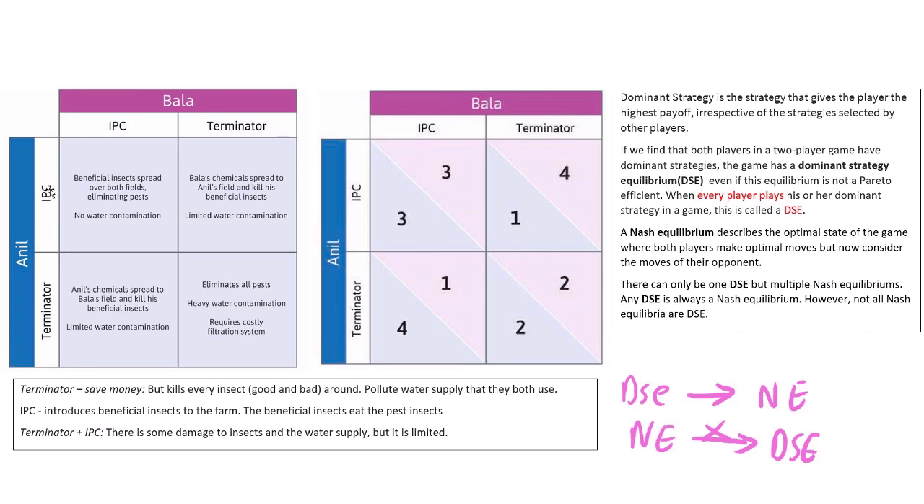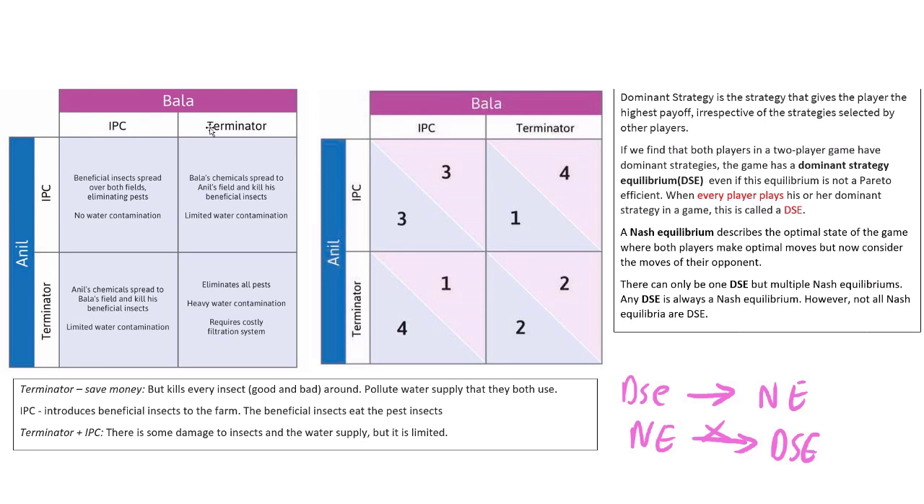This chart means, if Anil uses IPC and Bala uses IPC, the beneficial insects spread over both fields. So the beneficial insects would eat the pests, and there's no water contamination. It's a win-win, okay? However, as I said, IPC is slightly more expensive than Terminator. This is one thing you need to keep in mind, okay?